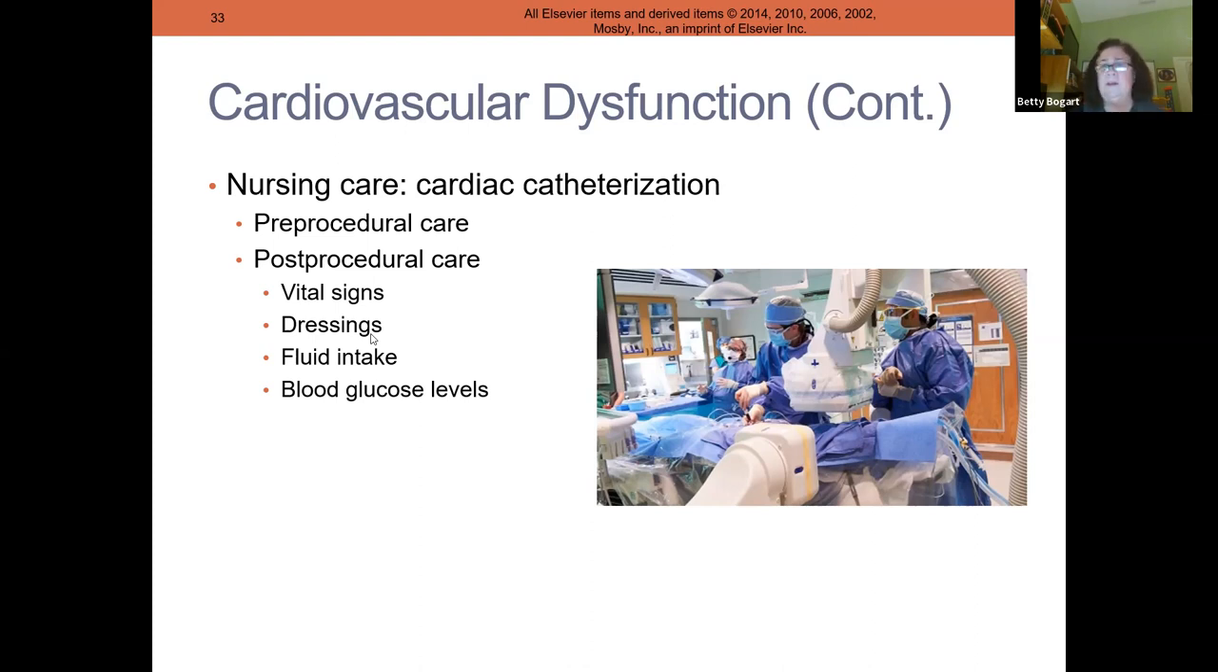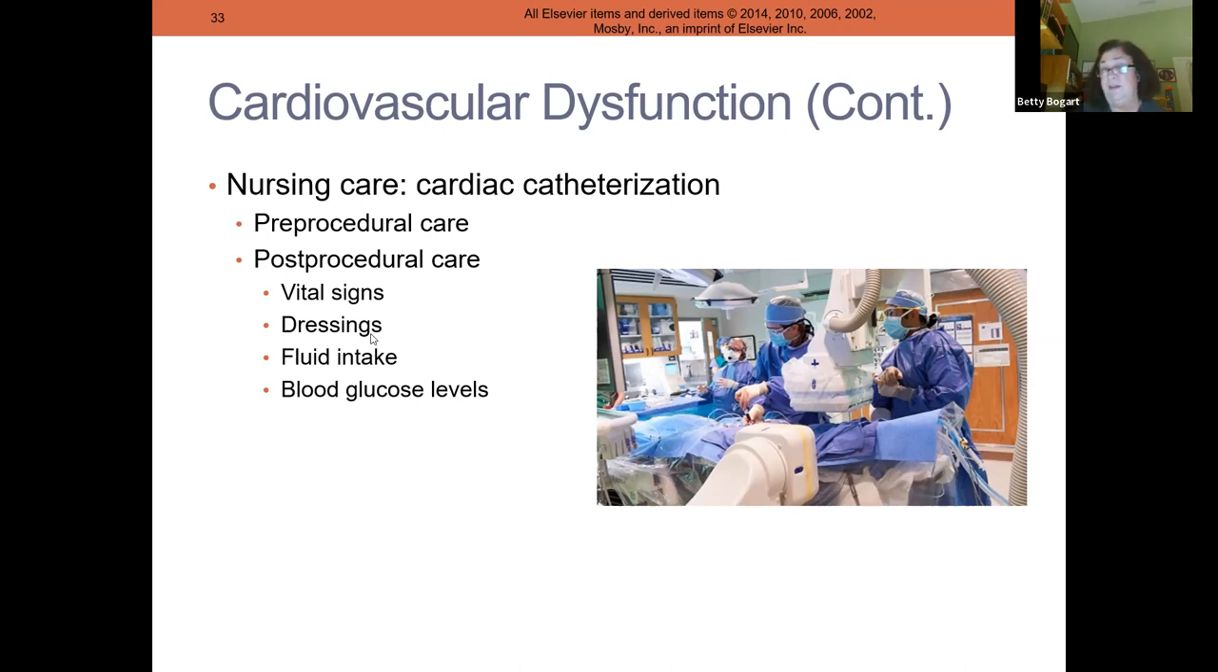Now, once they're done with the procedure, they make a diagnosis, catheters are removed, and really strong pressure is held on that right femoral groin area until it stops bleeding. Then they put a pressure dressing on it to keep it that way. And they might, for older children, put a sandbag on it to keep it maintained.